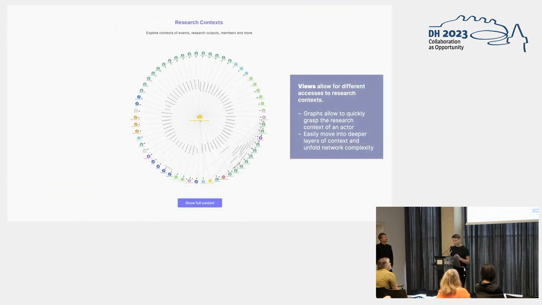And different views allow for different accesses to research contexts. As you know, a graph can be very useful to grasp something in its wholeness. So a graph view of an actor can allow you to quickly grasp the entire context of it, and it allows you to easily move into the deeper layers of context by exploring its neighbors.